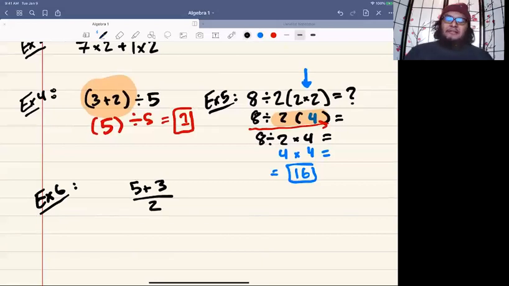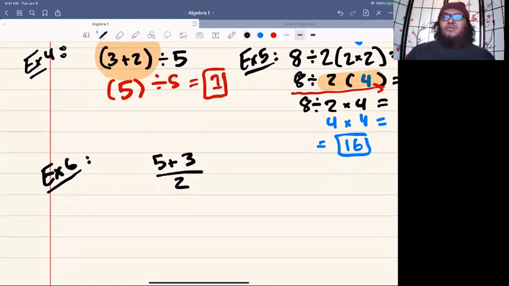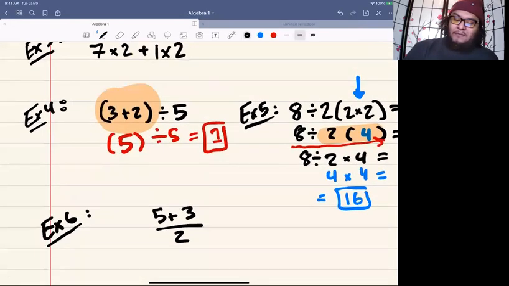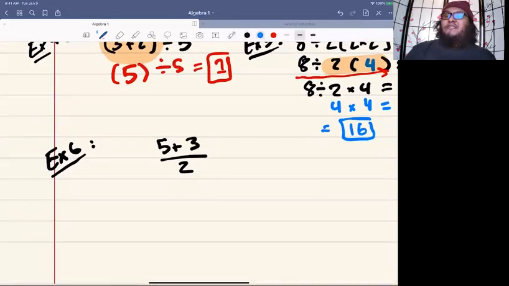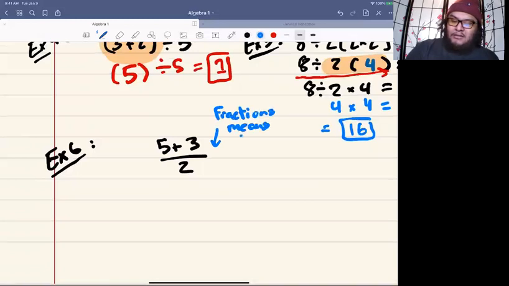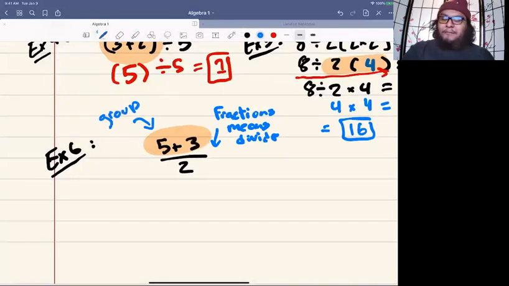All right, so this is kind of weird, right? 5 plus 3 over 2. How do we do that? Well, whenever you have a fraction, first of all, fractions mean divide, all right? And then a fraction implies groups as well. So whatever is on the top, that's a group, right? This is a group. And you can write a parentheses in here. And this is another group, right?